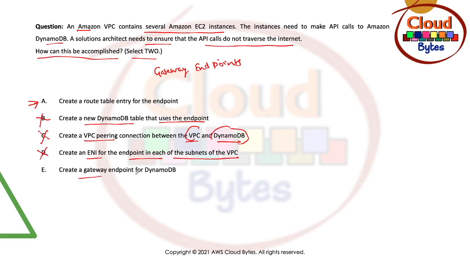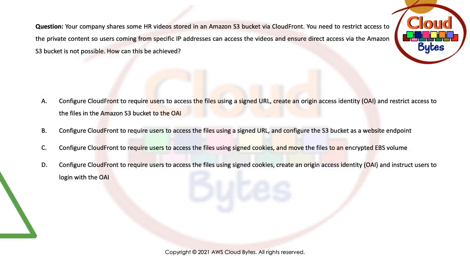Create a gateway endpoint for DynamoDB, which makes sense. So you create a DynamoDB gateway endpoint, and you set the route table entry for that endpoint in your VPC, in order to route the traffic using the gateway endpoint that you have. Now, for this particular question, these two are the right choices. Moving on to the next question.